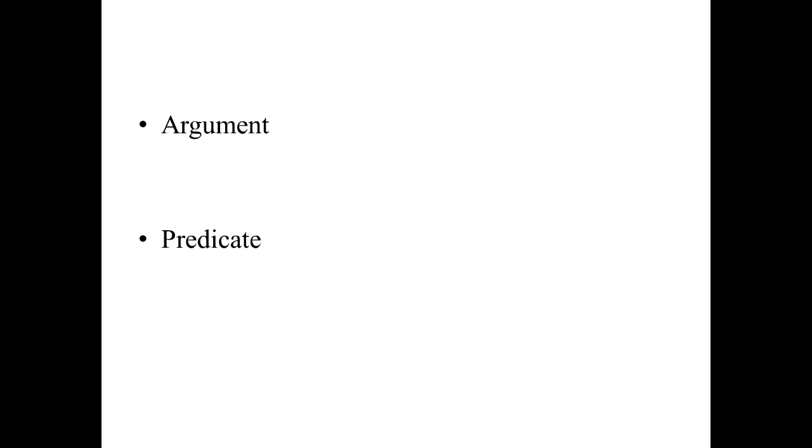Now, argument is not to argue about something. In fact, both argument and predicate are best described as elements of sentences that appear in almost every sentence. Take an example of the dog bit the man. Here we have what we traditionally refer to as the subject, which is the dog, and the object, which is the man. And in the middle we have the verb bit.